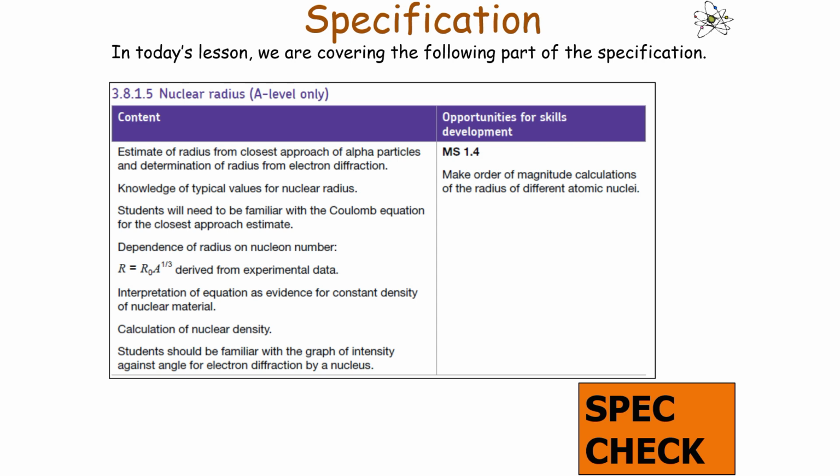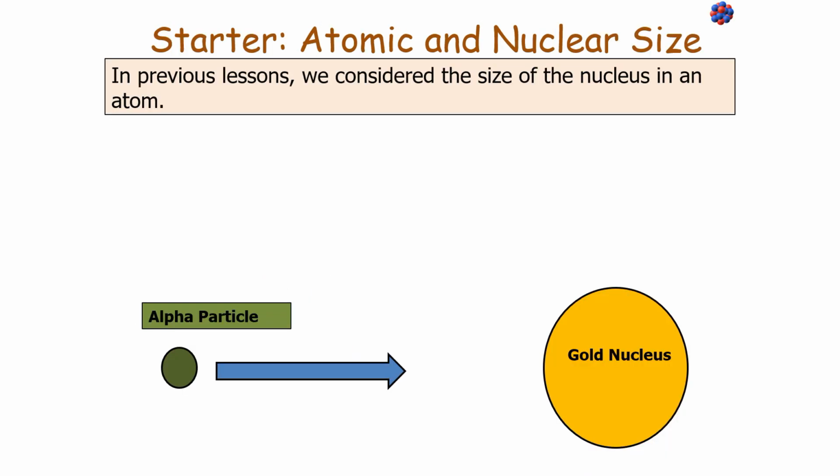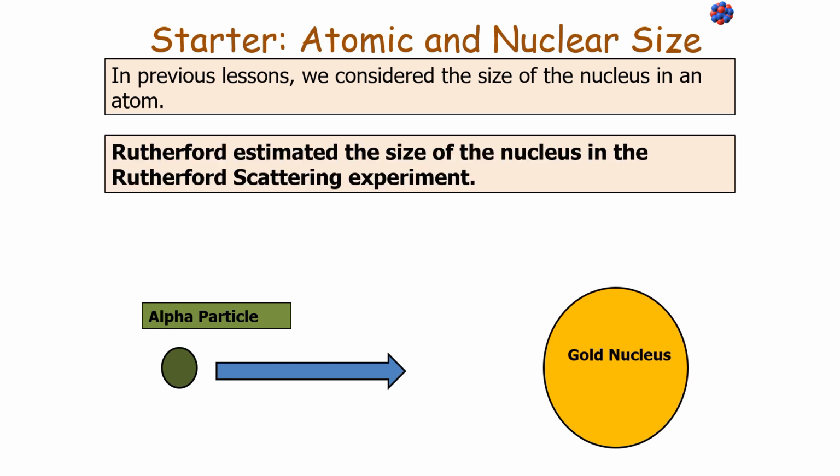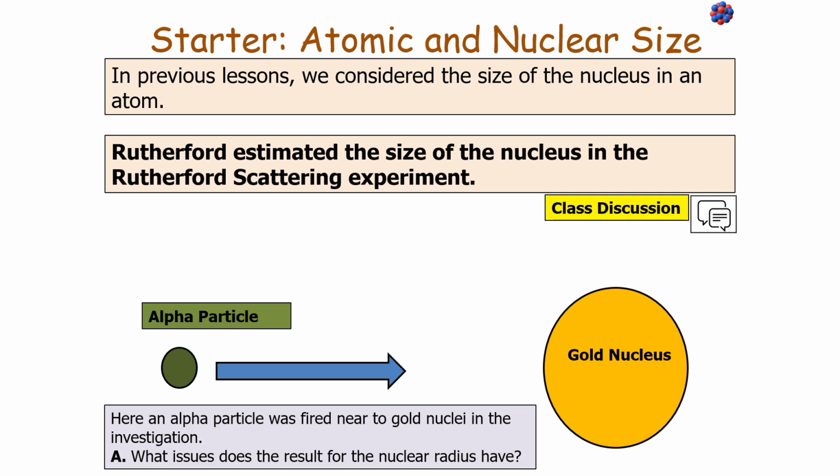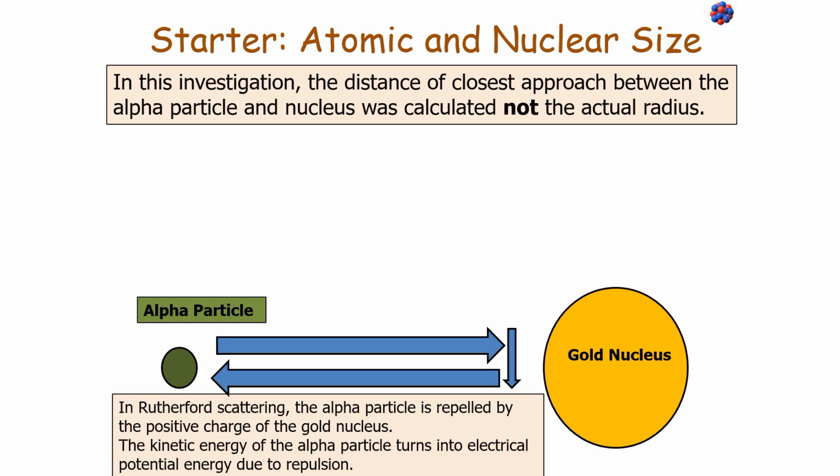which links into the following part of the AQA A-level physics specification, 3.8.1.5 nuclear radius. So in previous lessons we've considered the size of the nucleus in an atom. Now Rutherford estimated the size of the nucleus in his Rutherford scattering experiment, where he found alpha particles near gold nuclei. So here an alpha particle was found near to the gold nuclei in the investigation. But what issues does this result have for the nuclear radius? Well, in this Rutherford scattering experiment, the alpha particle is repelled by the positive charge of the gold nucleus because it is also positively charged.